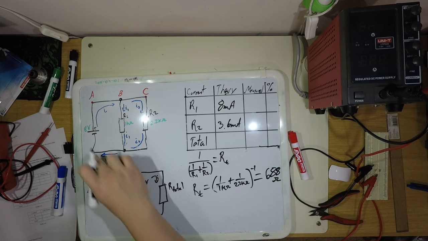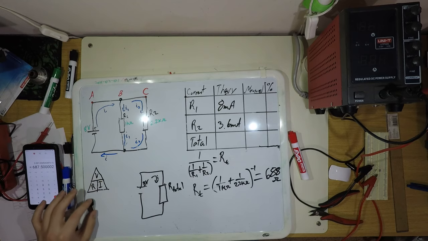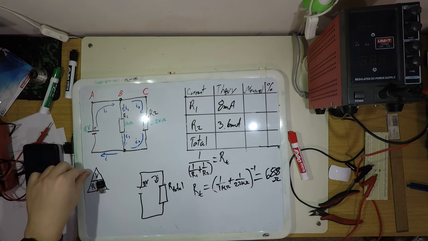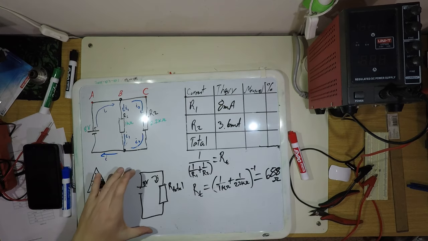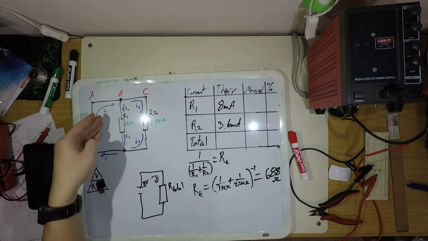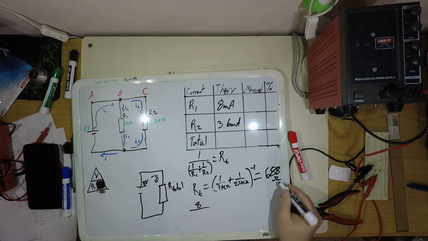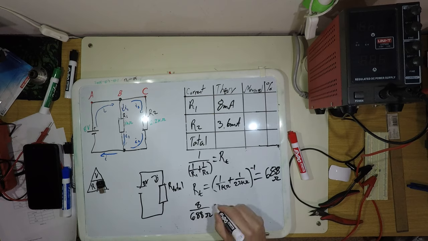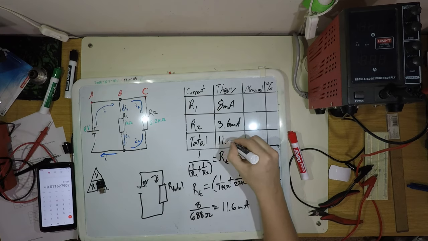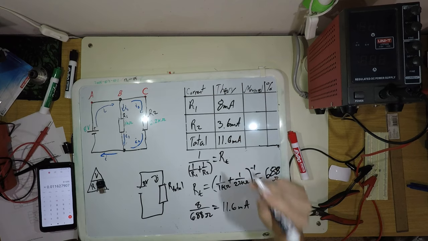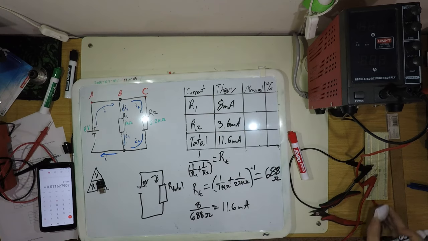We know our total resistance. We know our voltage. What is going to be our total current? Our current is equal to our voltage divided by our resistance. Our resistance is no longer R1 or R2. It is our total, because we're trying to figure out what this circuit is. So our I, lowercase I, is going to be equal to 8 volts divided by 688 ohms, which is equal to 11.6 milliamps. 11.6 milliamps.